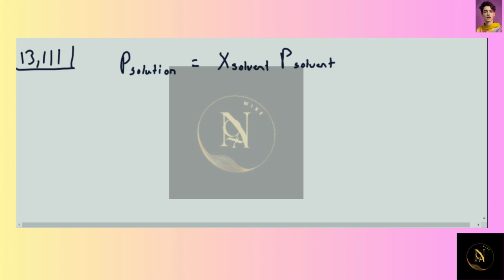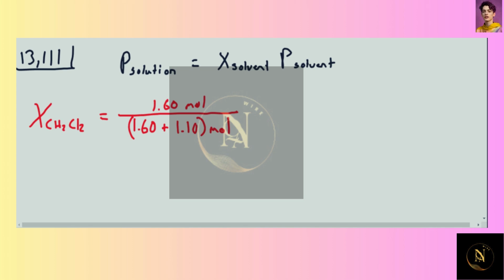So we can work with dichloromethane first. Let's calculate the mole fraction based on the values that we're given. We're told that there's 1.60 moles of dichloromethane. So we'll put that as our numerator. And then we'll add up the number of moles on the denominator. So it's 1.60 plus 1.10. We do this calculation and we get a value of 0.59 as our mole fraction.